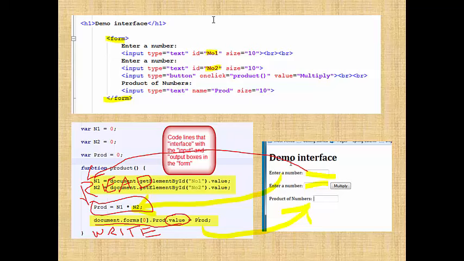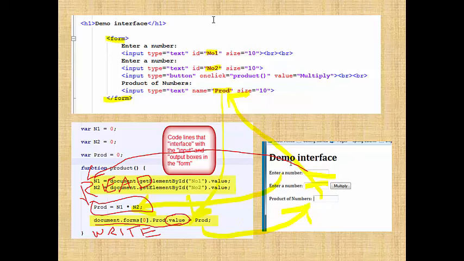Now, how did that happen? What is the connection? Well, let's look up here at our last line for this text box. We gave the text box a name of prod, and that is the connection between this box and this particular statement here. Okay?